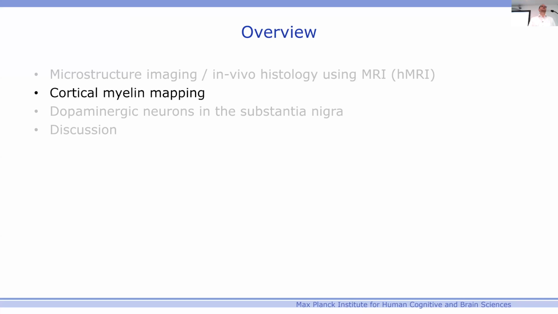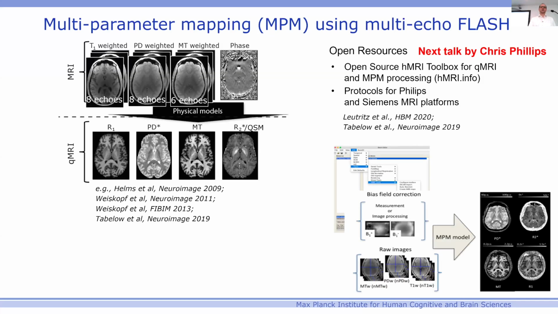The first one is probably best known. It's called myelin mapping, which is done on a more regular basis now within the community. We use the so-called multi-parameter mapping for that, which gives you multiple different contrasts that allow you to quantify these contrasts. So they give you numbers with real physical units that are comparable across sites and time points. And then you can combine these multiple sets of information and learn about the microstructure.